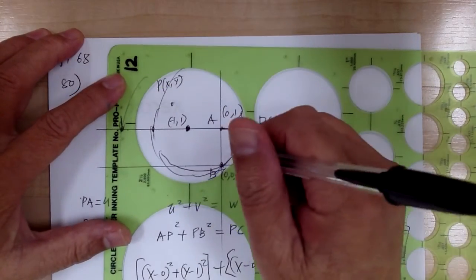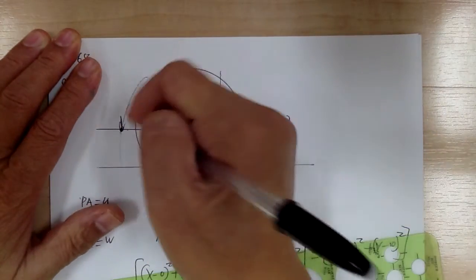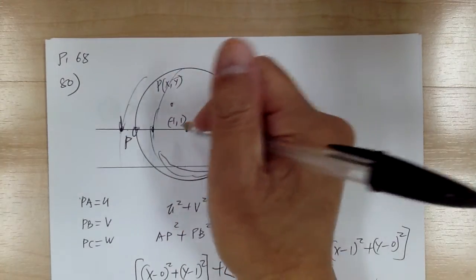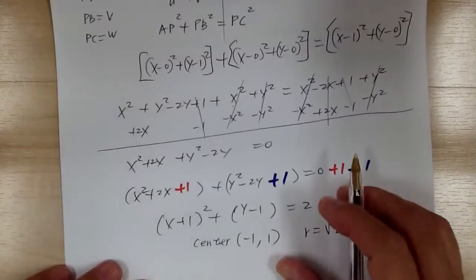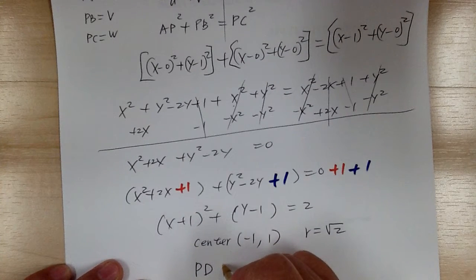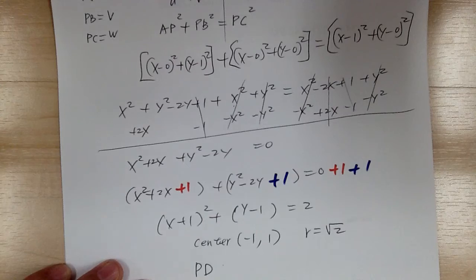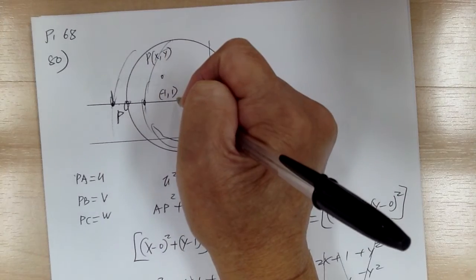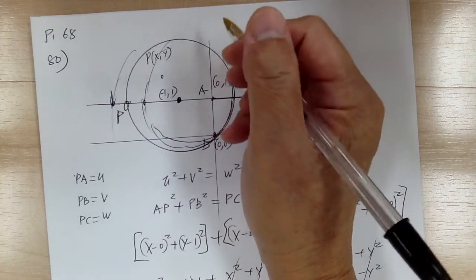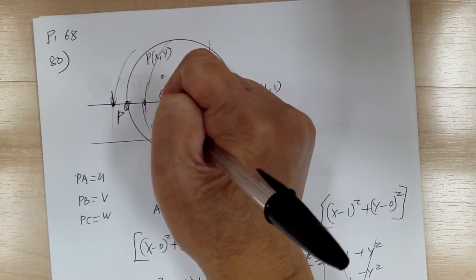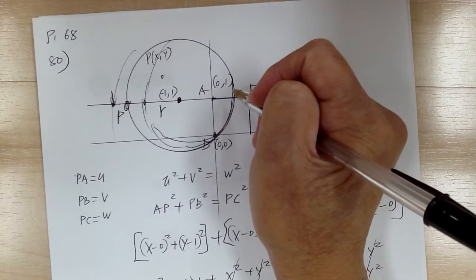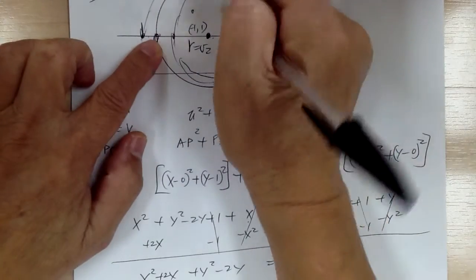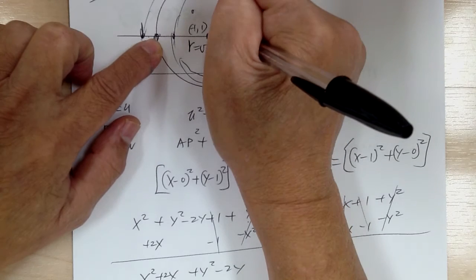Okay, none of it's going to fit nicely, so I'm just going to draw a circle. Okay, there you go. So this is the point P. Now you have to find the distance PD. Over here we know this is the radius. So the radius equals the square root of 2. I'm going to call this point O.